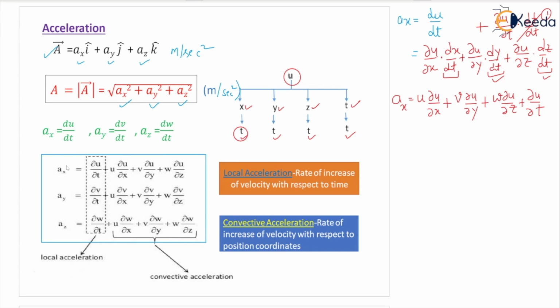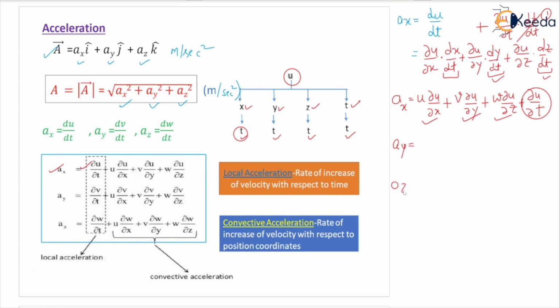Now you can compare what is written here. ax equal to, first it is written ∂u/∂t, no problem. So we are having this term here, ∂u/∂t. Second is u into ∂u/∂x. So ∂u/∂x is here. After that we are having v into ∂u/∂y and then w into ∂u/∂z. So exactly similar.